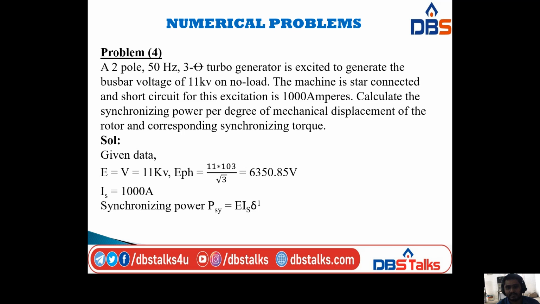Next, they have already given that the short circuit current IS is equal to 1000 amperes. By using this data, we have to calculate the synchronizing power and synchronizing torque. You already know the formula for the synchronizing power, P suffix S is equal to E into IS into delta dash. We just calculated the E value and IS is already given, so next we have to calculate the delta dash value.